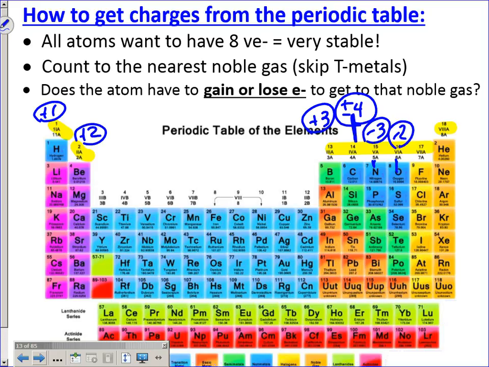-2. Group 7 has 7 valence electrons. It needs 1 more, so it gains 1. -1. Well, what happens to group 8? Nothing. They're already happy. Please don't change their electrons. That's what everybody's striving to be: an octet.